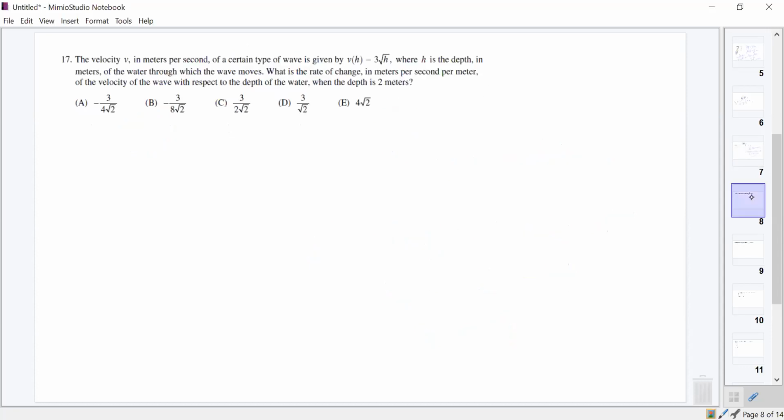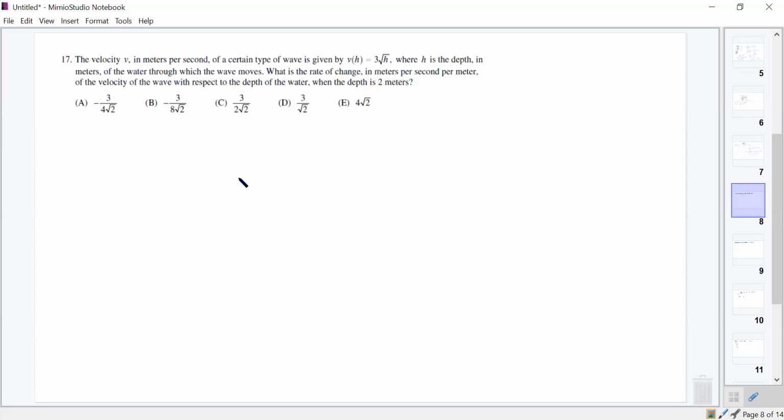Great. All right. We have the velocity, v in meters per second of a certain wave, is 3 root h, where h is the depth. We want to find the rate of change in meters per second per meter of the velocity of the wave. So we're looking for the rate of change of the velocity, so we need to take the derivative of v of h.